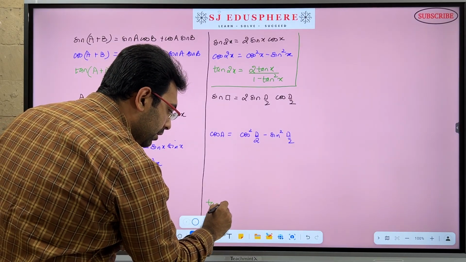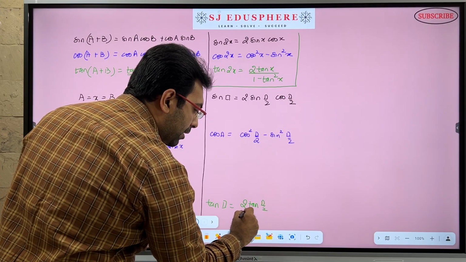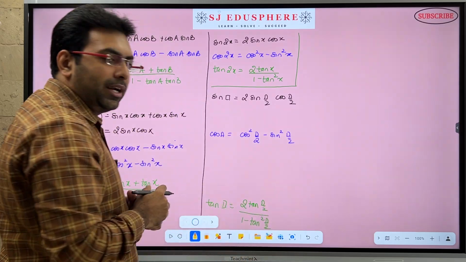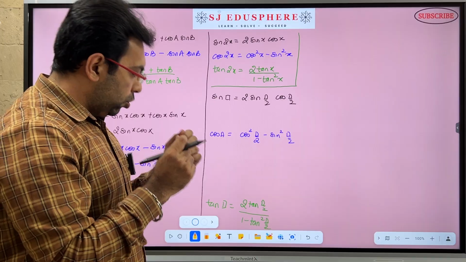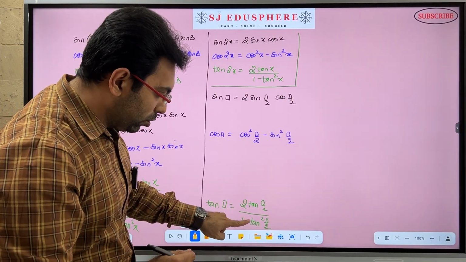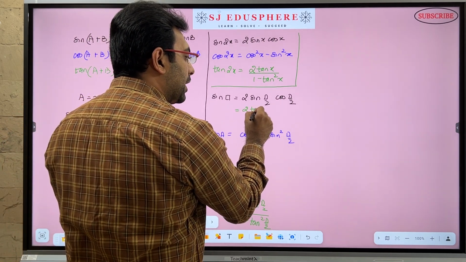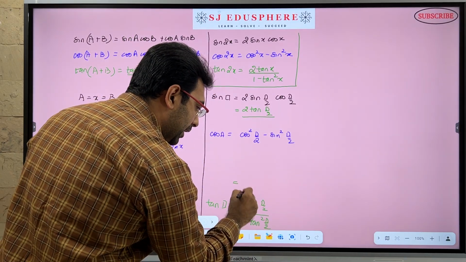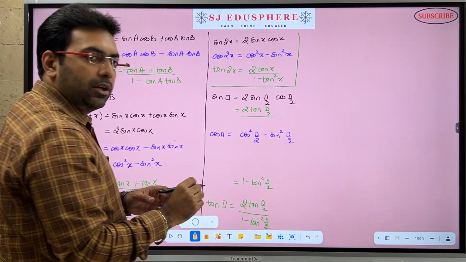And tan box is 2 tan box by 2 over 1 minus tan square box by 2. Clear? Let's fill up the middle part. Do I know tan is sine upon cos? Tan is sine over cos. So I'm giving the numerator to sine, that is 2 tan box by 2. And I'm giving the denominator to cos, that is 1 minus tan square box by 2.